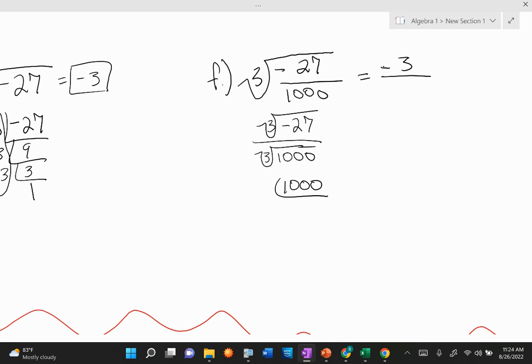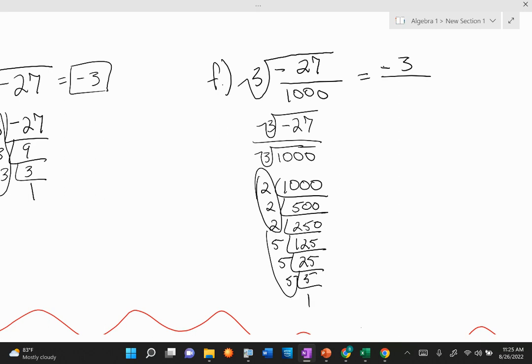Okay, so let's get back. I'm glad we're focused on the task at hand, though. So let's keep going. We have 1,000. What can we divide 1,000 by? That is true, but that's not a prime number. 2. What can I divide 500 by? 2. What can we divide 250 by? 2. What can we divide 125 by? 5. Okay, so we have a group of 2s. We have a group of 5s. What is 2 times 5? 10.